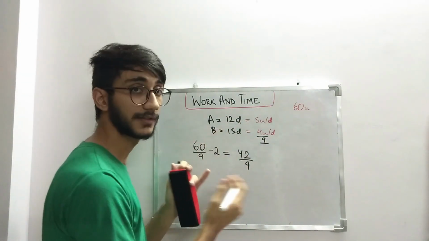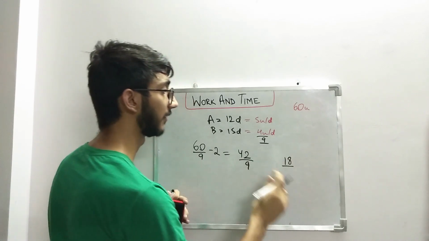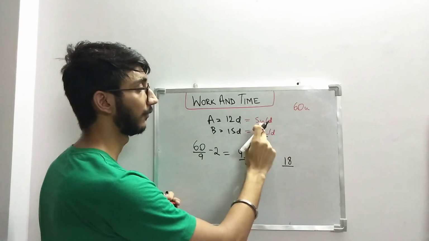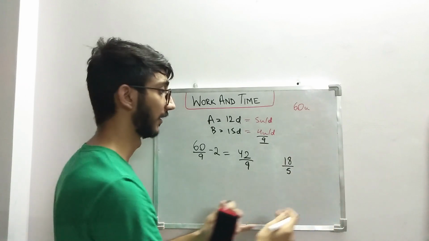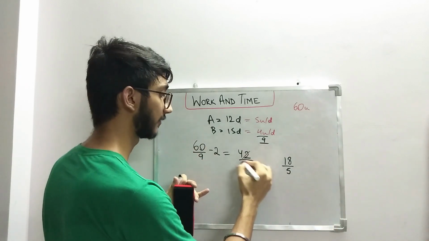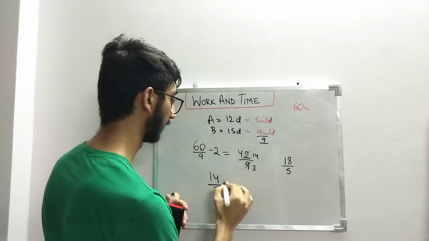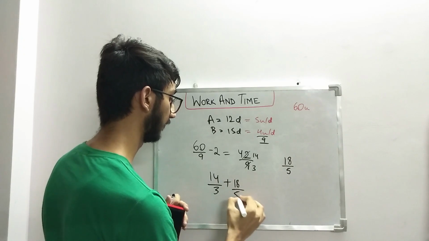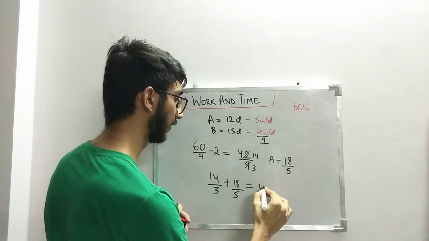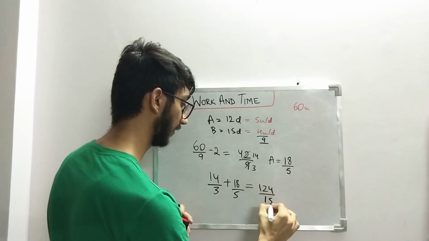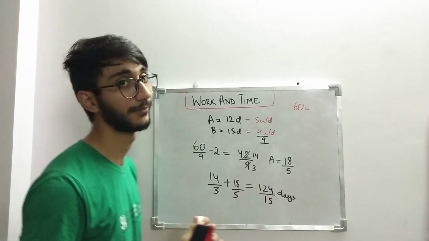That means 18 units are still left, and those 18 units are to be completed by A. So 18 upon 5. That means A will complete the rest of the work in 18 upon 5 days. So the total days will be, I'll just cut it out, that comes out to 14 by 3. So it will be 14 by 3 plus 18 by 5. The days taken by A. So this comes out to be 124 upon 15. So this will be the total days taken by both of them to complete the work.